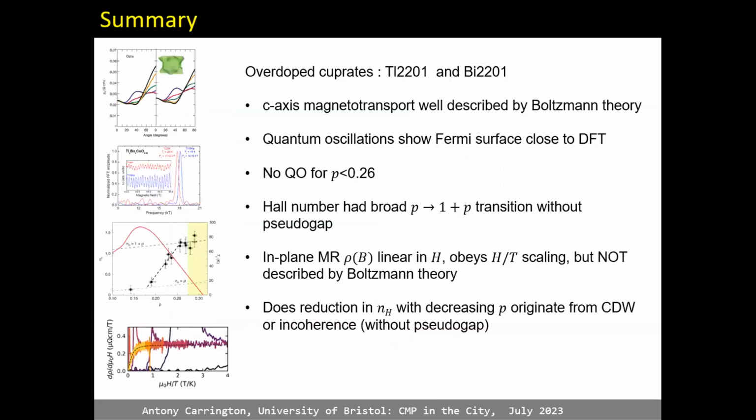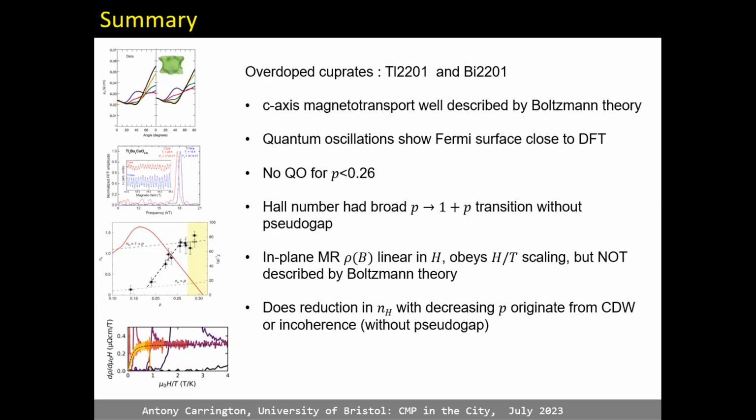Okay, so there I'm going to stop. I'll just throw up a few view graphs. So we have this c-axis magnetotransport, well described by this Boltzmann formalism. Quantum oscillations show that the Fermi surface for the overdoped case is close to what you'd expect from DFT. But crucially, for doping less than about 0.26, we can't see quantum oscillations. So in my phase diagram, this is the bit here in yellow. Where we have the Hall coefficient equal to 1 plus p, we can see quantum oscillations.